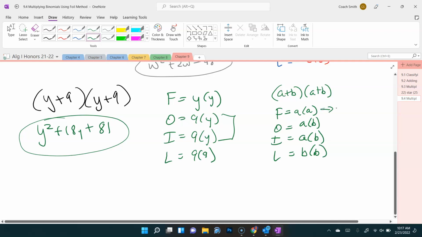So this is a squared. This is ab, this is ab. If I put those two together, 2ab. And this would be b squared. So a squared plus, excuse me, got ahead of myself. I was going to put that last term in there. 2ab plus b squared.